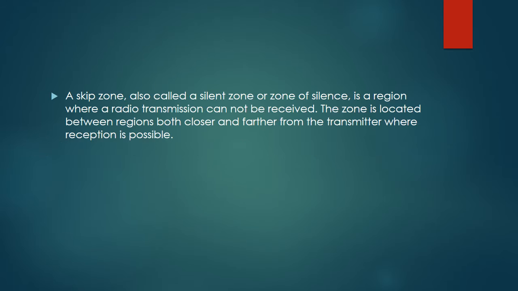So yan. A skip zone, also called the silent zone or zone of silence, is a region where a radio transmission cannot be received. The zone is located between regions both closer and farther from the transmitter where reception is possible. Yan nga sabi natin, ang skip zone is a region where a radio transmission cannot be received. So kapag andun ka sa skip zone na yun, hindi ka po makaka-receive ng any radio transmission.